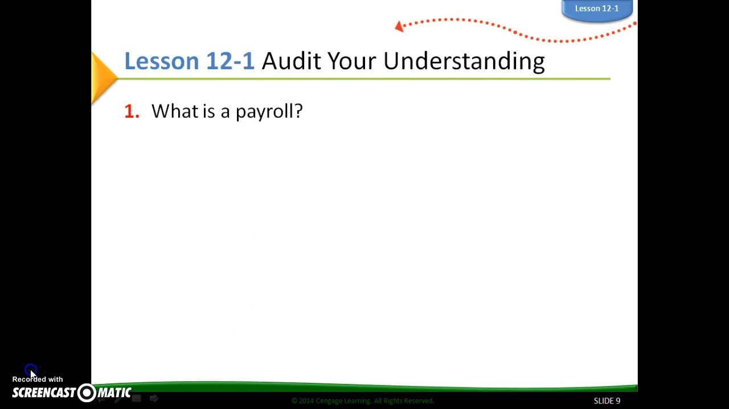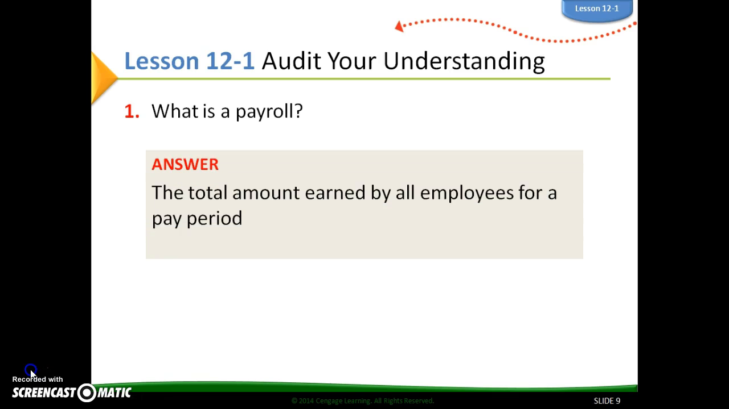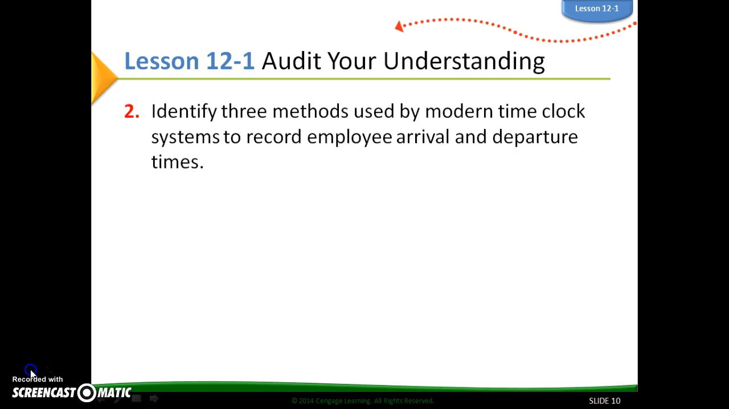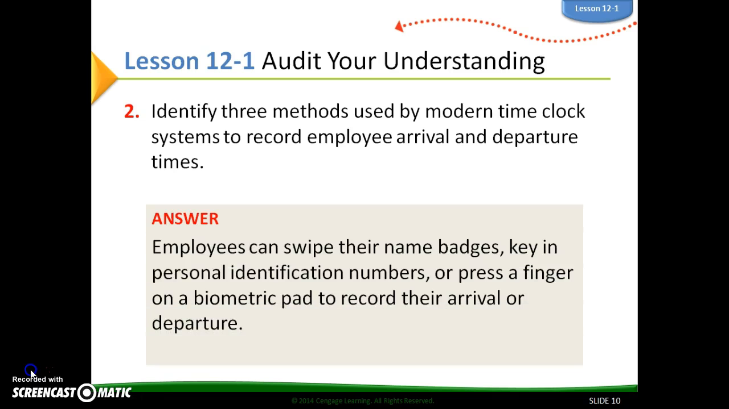All right, so this was a pretty short lesson. What is payroll? Just to remember, this is the total amount earned by all employees for a pay period. Three methods used by modern time clock systems to record employee arrival and departure: swiping a name badge, keying in personal identification numbers, and pressing a finger on a biometric pad to record arrival or departure. One thing you want to be very aware of and sensitive to is that employees need to log themselves in and out of work, and that you as an employee would never want to sign someone else in or sign someone else out or punch anybody else's time card.